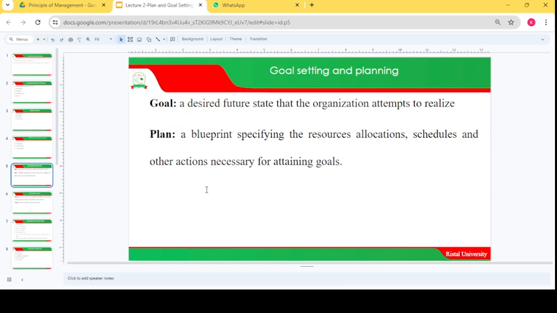And then let's look at goal setting and planning. So we have goal. A goal is a desired future state that the organization attempts to realize. And then a plan is a blueprint specifying the resource allocations, schedules, and other actions necessary for attaining goals.